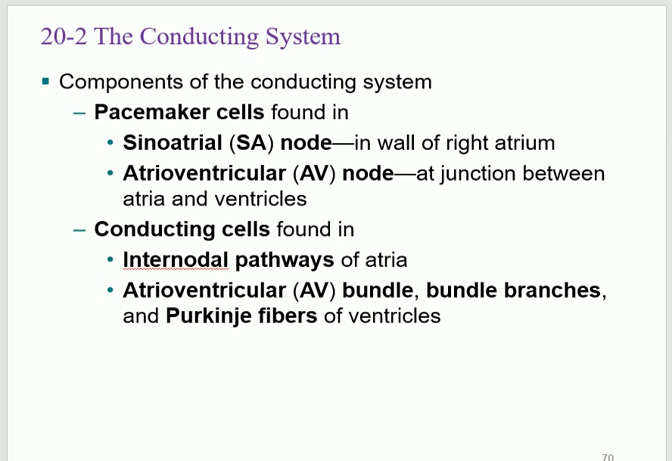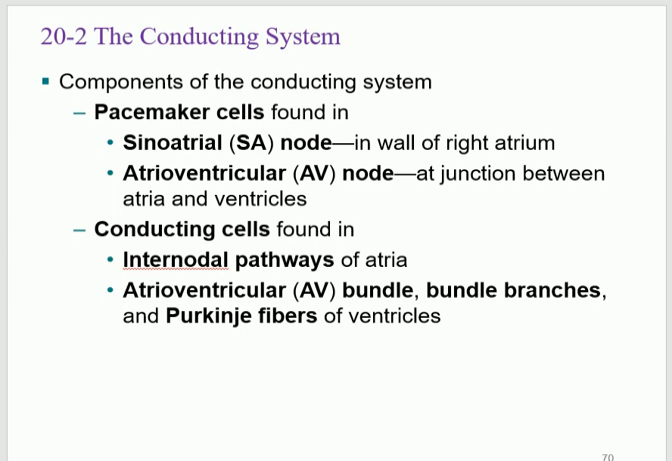And then there is another one called atrioventricular. As usual, make sense of the name. It's called atrioventricular. So where is it located? Between the atria and the ventricles, right? Atrioventricular, in between those two, at the junction. Those are two nodes. The rest is just like electrical wiring.